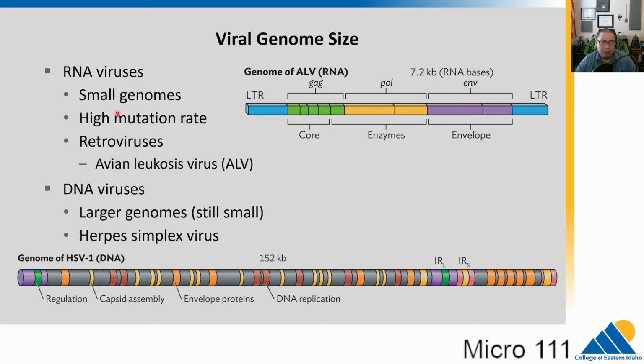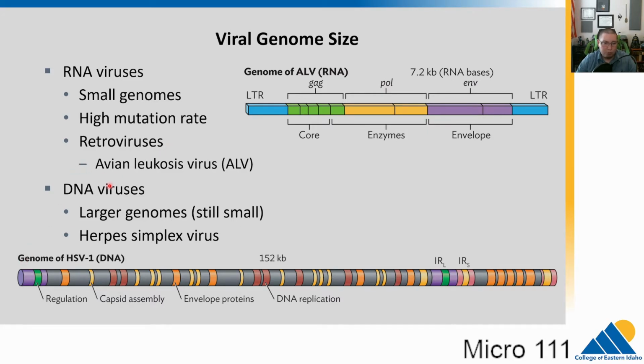RNA viruses tend to have higher mutation rates because of the processes they go through. RNA is less stable than DNA, and so in its replication, more mistakes get made. There's also not proofreading steps a lot of times in creating RNA. Retroviruses, the ones that go from RNA to DNA, that reverse transcriptase process, it's very error prone, so that increases the mutation rate as well.